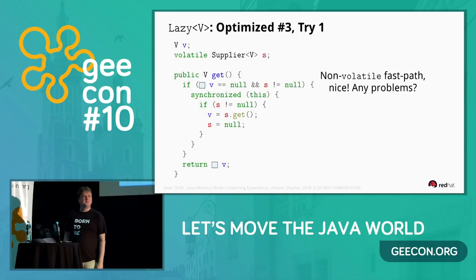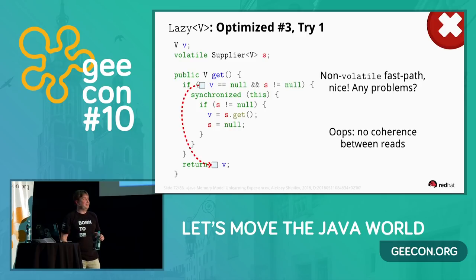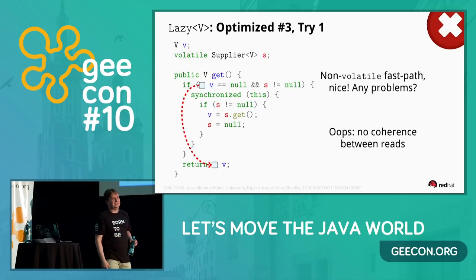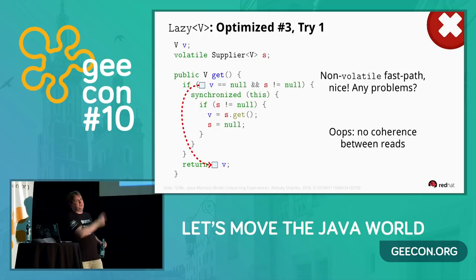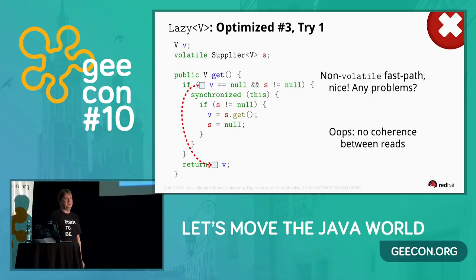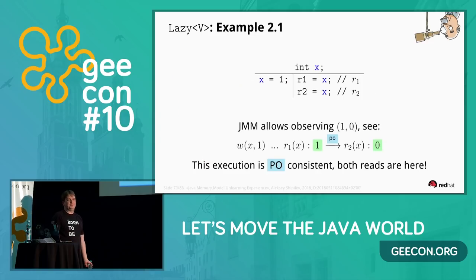Is there any problem? There are actually two problems. What are the problems? Yeah. So the first problem is more cunning. It's a coherence thing again. This is a non-volatile thing here. So even though you null checked V once, reading from the heap, it doesn't guarantee that the second read does not return null for you. And if you, again, scratch your head, how did that happen? This is the same example as we did here, right? Racy read, not coherent. That sucks.